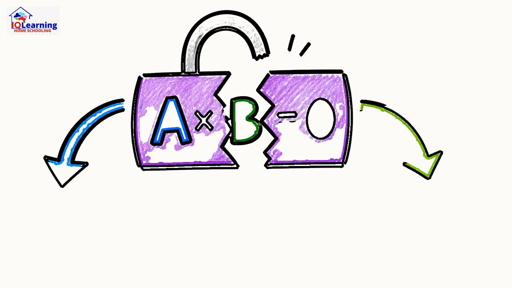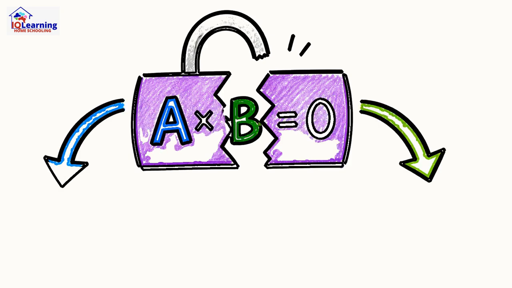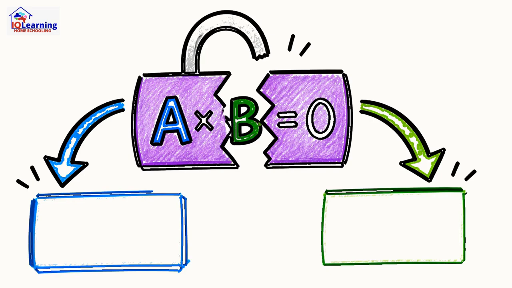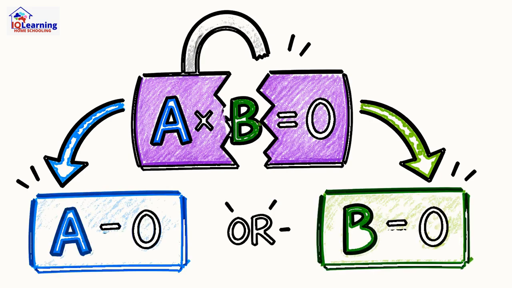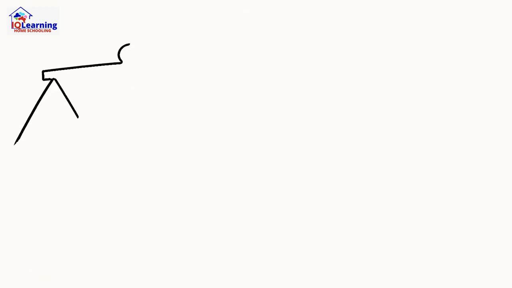It just says that if two numbers multiply to make zero, then at least one of them must be zero. This law is our secret weapon. It lets us take one difficult quadratic equation and crack it open into two very simple linear equations that are easy to solve. Here's how it works.